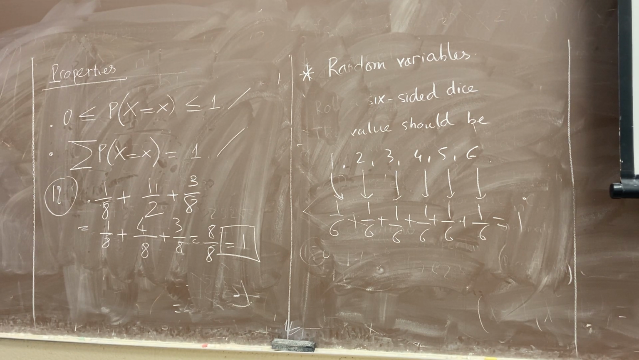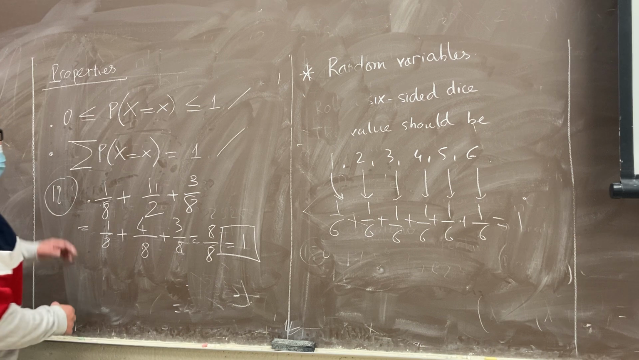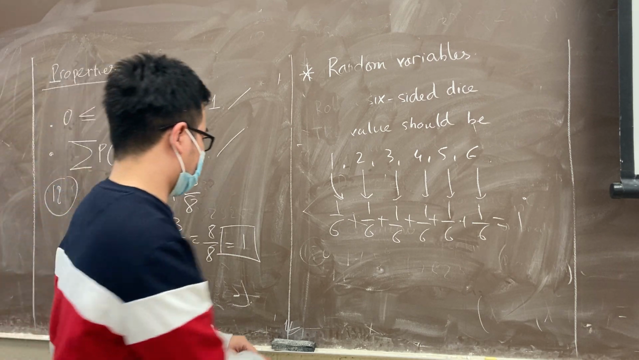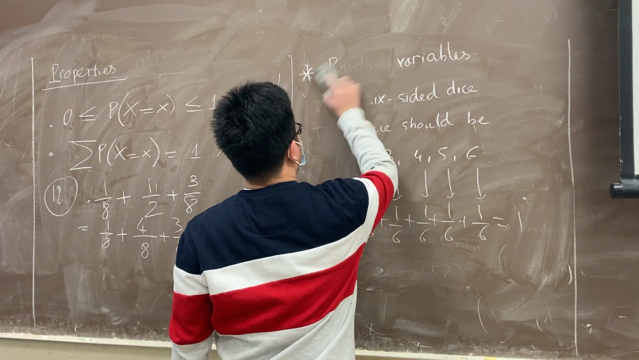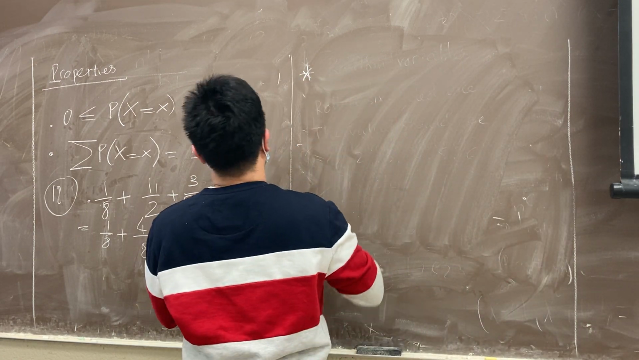You also check two properties, right? Check only two properties here. The first one, the value from 0 to 1. The second one, the sum of all the probabilities is 1. Okay, so now we need to check this.